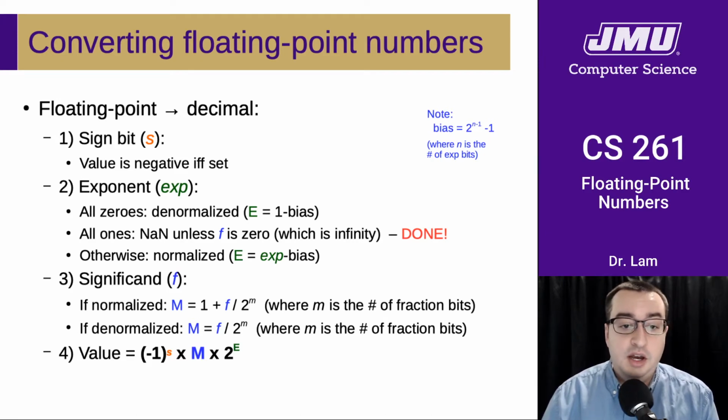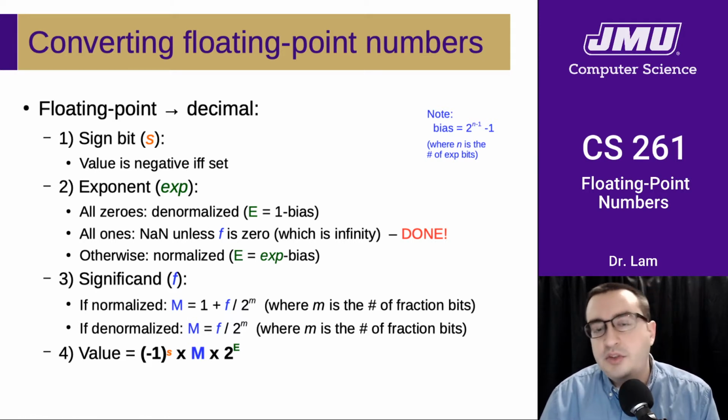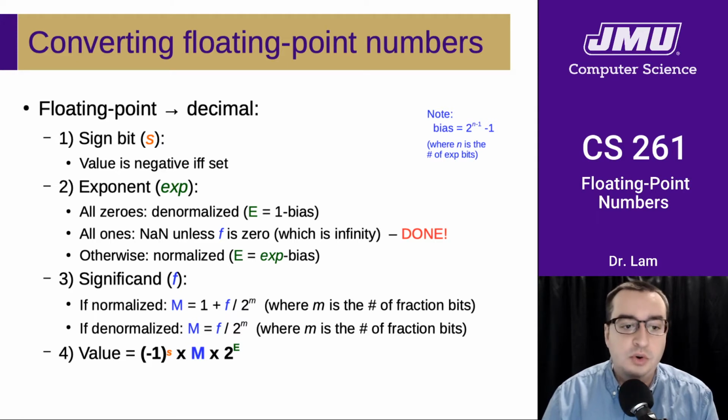If your exponent is all zeros, remember this is denormalized, in which case the actual exponent value is 1 minus bias, which is an exception to the rule. If it's all 1s, remember we have a NaN unless all of your fractional bits are 0, in which case it's infinity. And in this case, we're done, right? If we have an exponent that's all 1s, then we've hit a special case, and we just need to determine whether it's infinity or a NaN, and then that's it. There's no actual decimal value.